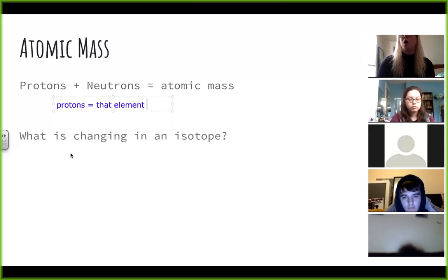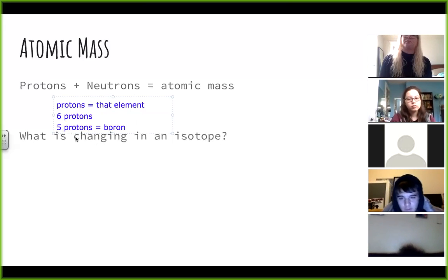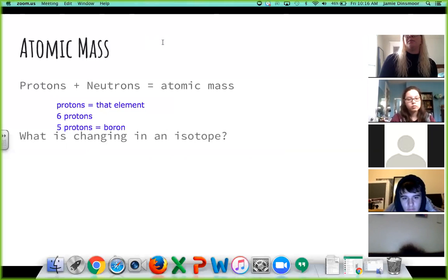So for example, with carbon, carbon has 6 protons. If we take a proton away, then we have boron. 5 protons equals boron. Well, we don't want to do that. If we add a proton, same thing, we're going to change the element. So our mass is changing. And what that means is that for carbon, at least, we always have 6 protons. That's not going to change.